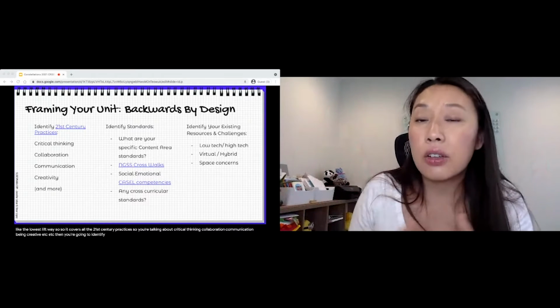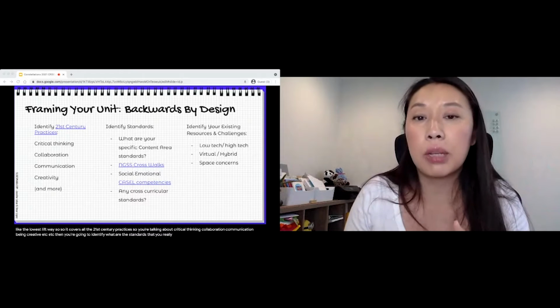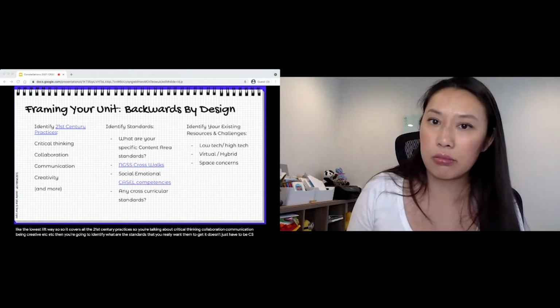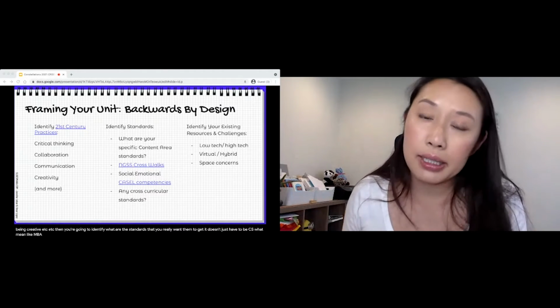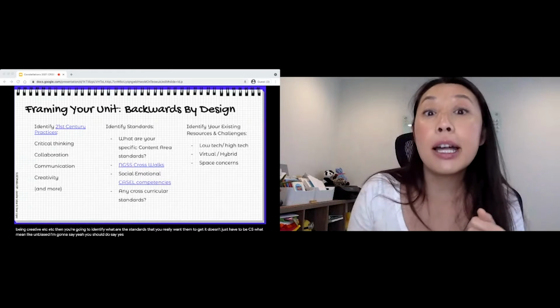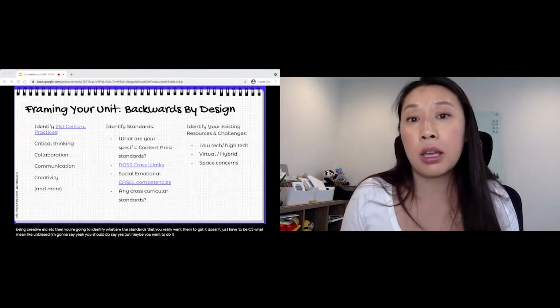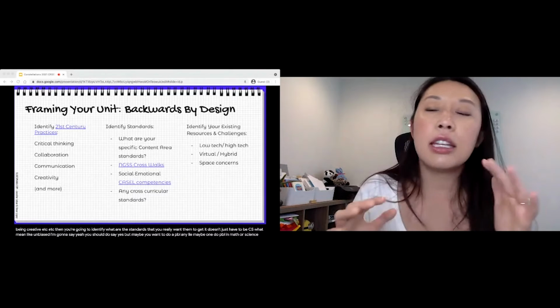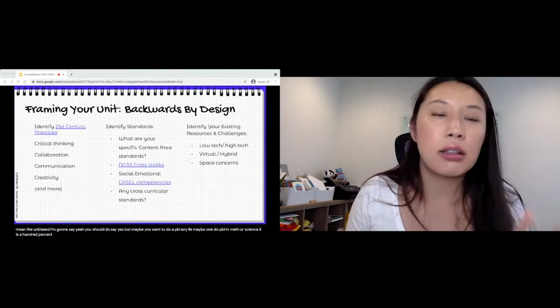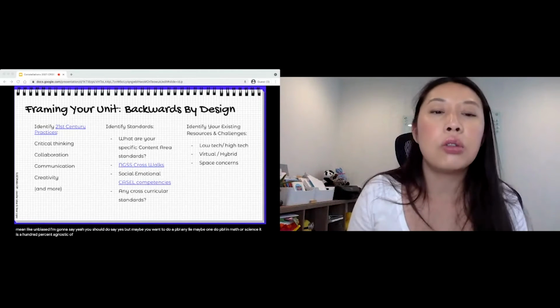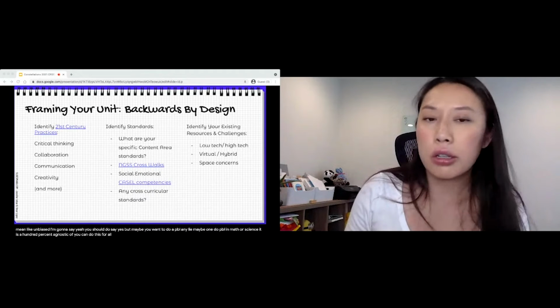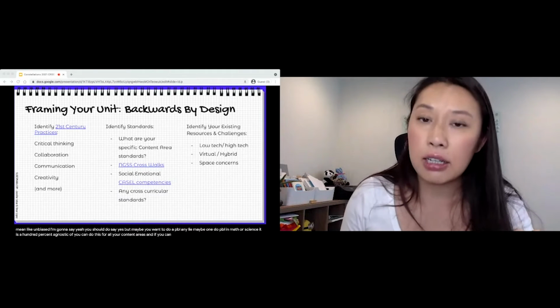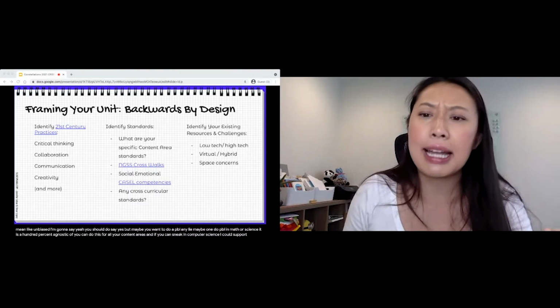Then you're going to identify what standards you really want them to get. It doesn't just have to be CS. Well, I'm biased, I'm going to say, yeah, you should do CS. But maybe you want to do a PBL in ELA. Maybe you want to do a PBL in math or science. It is 100% agnostic of content. You can do this for all your content areas. And if you can sneak in computer science, I could support that.